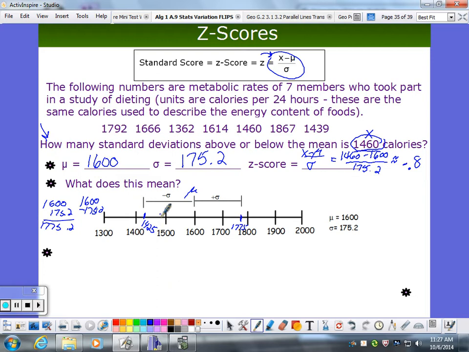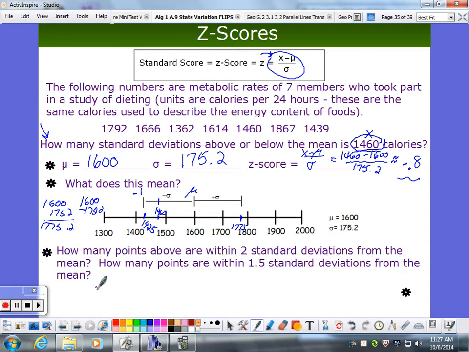My number is 1460, right? So do we have some idea? We know it's going to be a negative number. It's below the mean. And here is minus 1. So it's a little bit bigger than minus 1 standard deviation. So does this look about right? Minus 0.8? Yeah, I think it does. The 1460 is over here. That's where it's telling you how many standard deviations away from the mean.